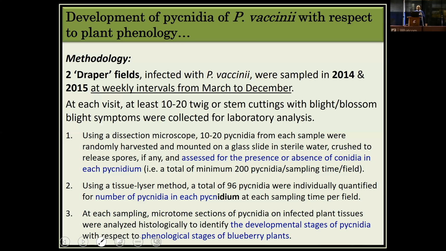For each sample, we then correlated that with the different developmental stages of the blueberry plants. And also we took cross sections of each Pycnidium at different times of the year. These samples are taken every week, from early February to the beginning of December. So we have a series of samples to go through, taking sections across and looking at the histology of Pycnidia and studying their different developmental stages.